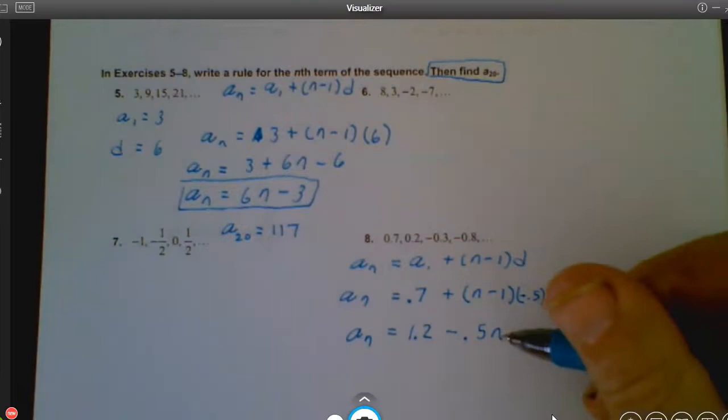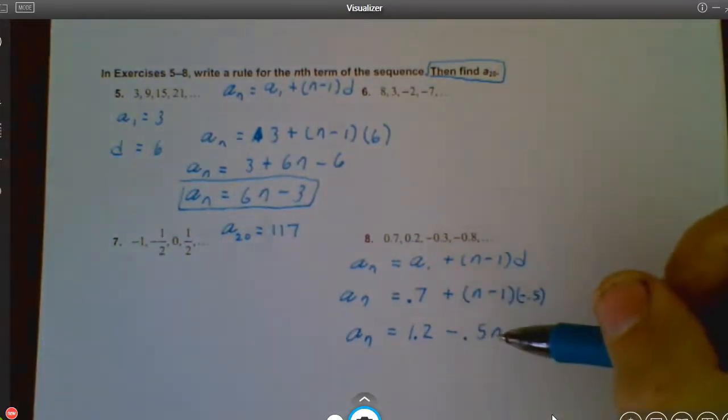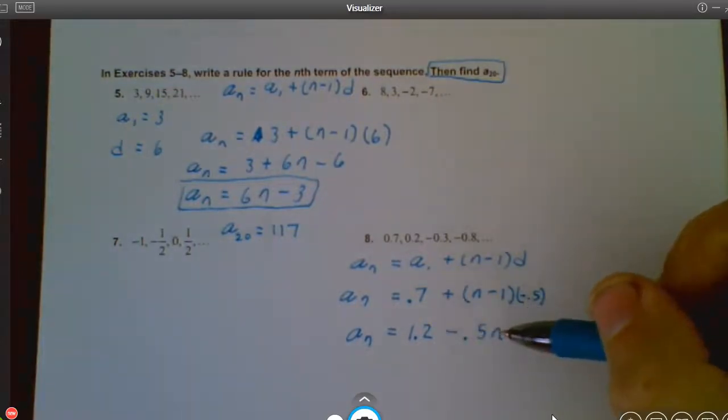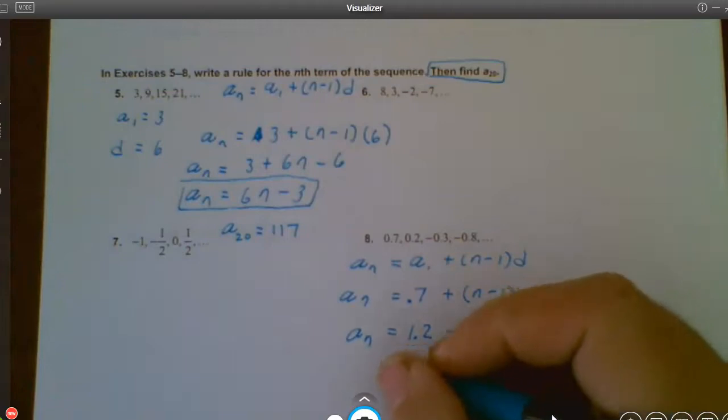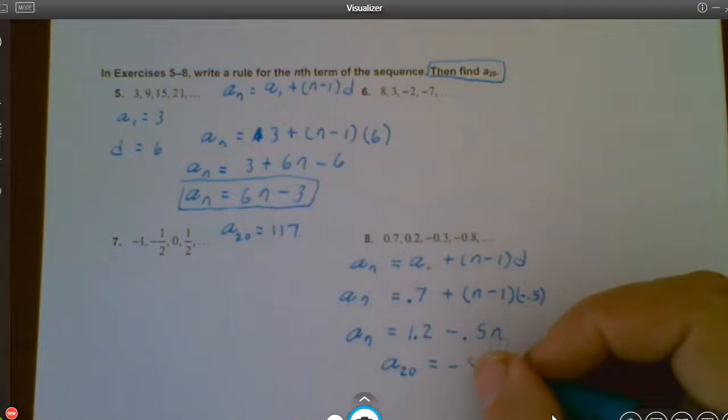Anyway, that's our rule. So now if I wanted to find the 20th term, I would just put a 20 right there. If I did 1.2 minus 0.5 times 20, that would tell me that my 20th term is negative 8.8.